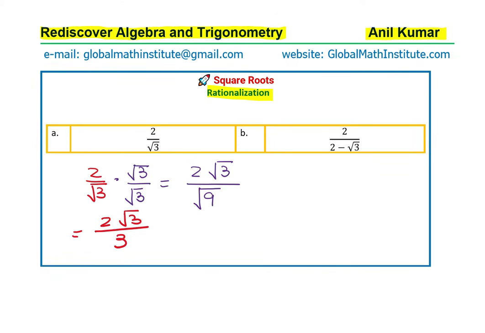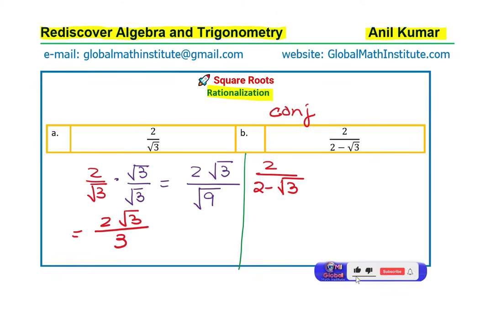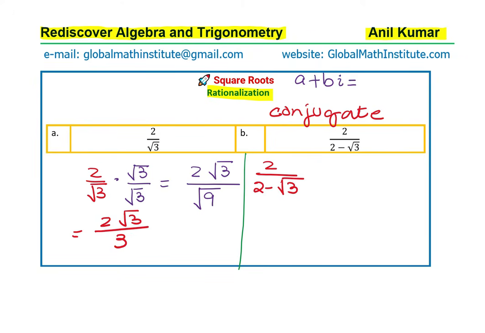Now let's look into the second part, which is 2 over 2 minus square root 3. In this particular case, where we have 2 minus square root 3, we multiply and divide by its conjugate. So the term is conjugate. What is the conjugate? If you have a plus bi, then a minus bi will be its conjugate. Plus and minus kind of a thing.